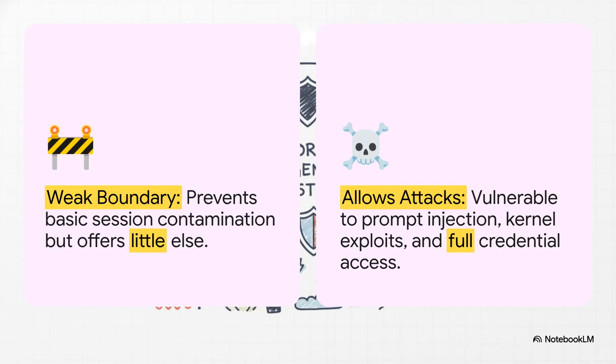Okay, rung number 1, process isolation. Super cheap, super fast. And yeah, it'll stop some basic session contamination between 2 tasks, but that's all you get. If that agent process gets popped, the attacker has the keys to the kingdom: your host OS, your file system, your local credentials. It's just not a real boundary.